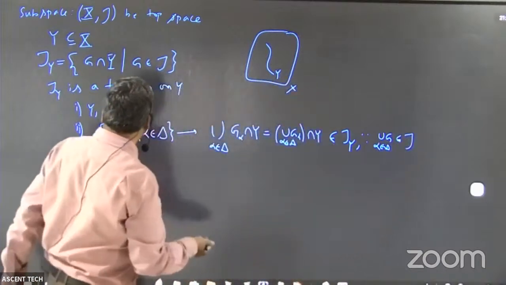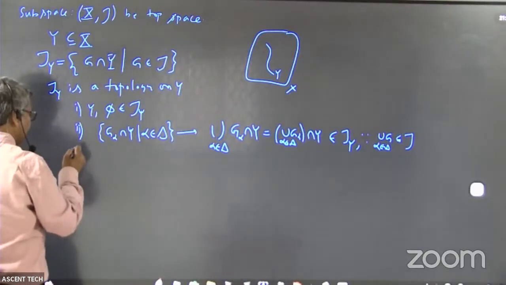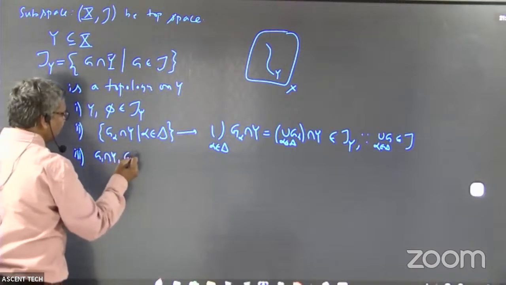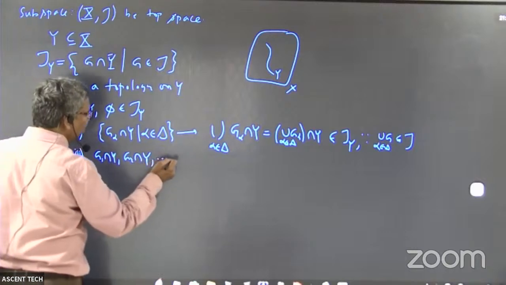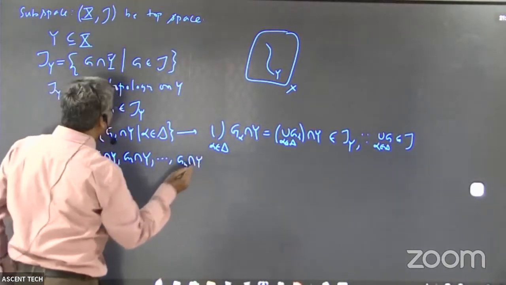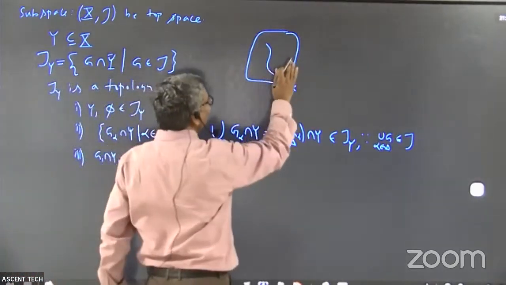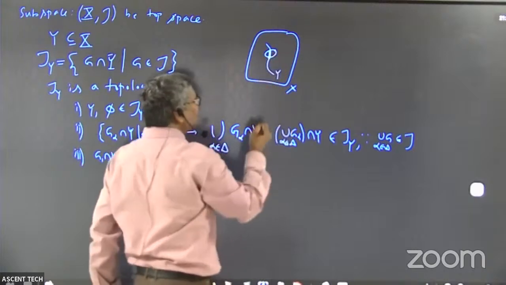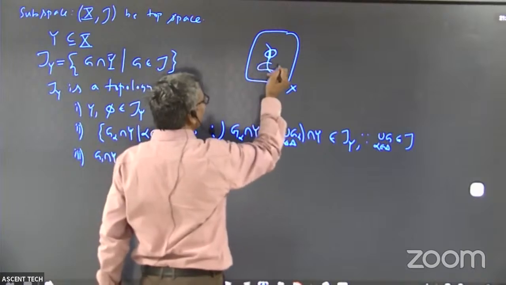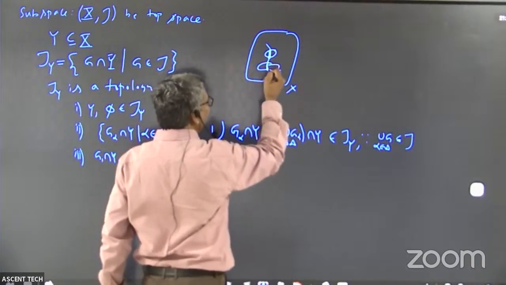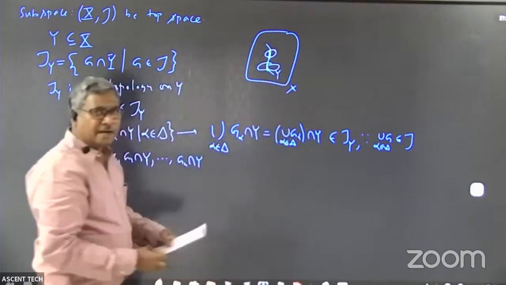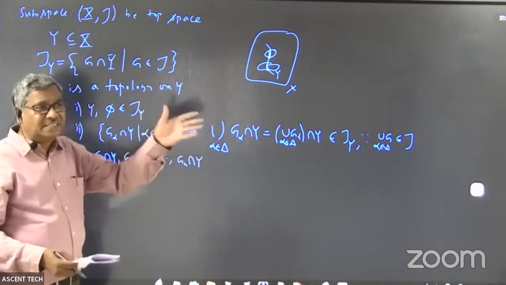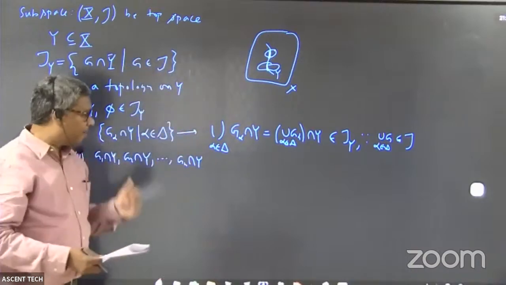I think the other one is also the same thing. If I take finitely many members in Ty, they look like G1 intersection Y, G2 intersection Y, and so on, Gn intersection Y. I have open sets in X and you intersect them with Y, and this little thin piece becomes an open set in Y. I take another open set in X and take its intersection with Y, and that becomes an open set in Y. Open sets in Y are intersections of open sets in X with Y. That becomes a topology.